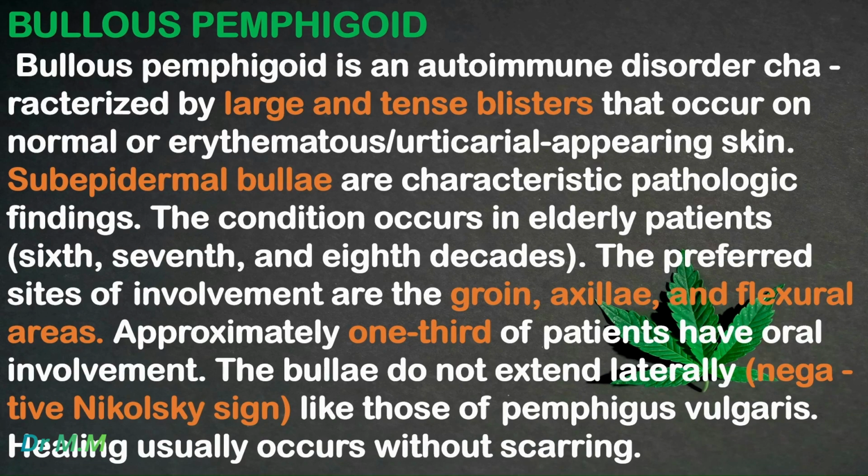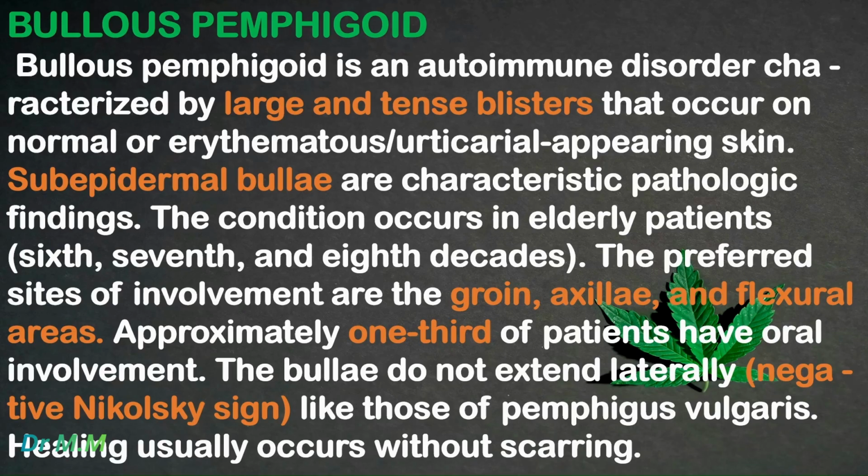Bullous pemphigoid. Bullous pemphigoid is an autoimmune disorder characterized by large, intense blisters that occur on normal or erythematous, urticarial-appearing skin. Subepidermal bulla are characteristic pathologic findings. The condition occurs in elderly patients, in the 6th, 7th, and 8th decades. The preferred sites of involvement are the groin, axilla, and flexural areas. Approximately one third of patients have oral involvement.